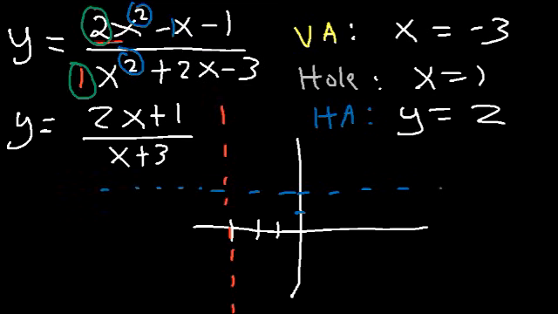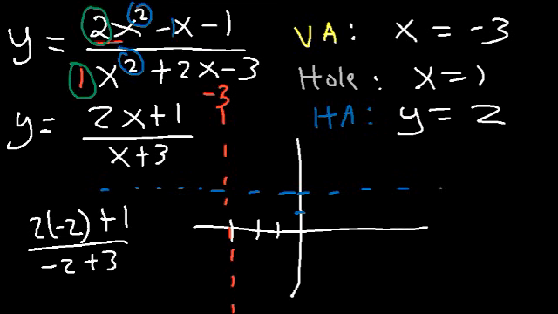So let's find out where the graph is. Let's plug in a number that's greater than and less than -3, and let's see if it's above or below the horizontal asymptote. So if we plug in -2 for x, what is the value of y? So 2 times -2 plus 1 over -2 plus 3. On top, 2 times -2 is -4 plus 1, that's -3. And on the bottom we have a 1.